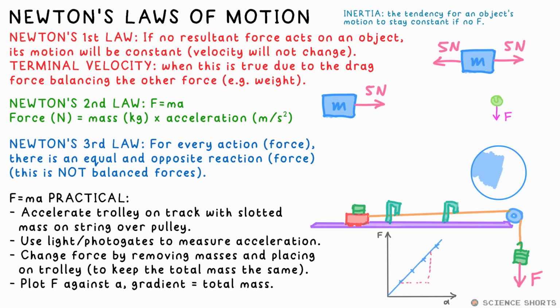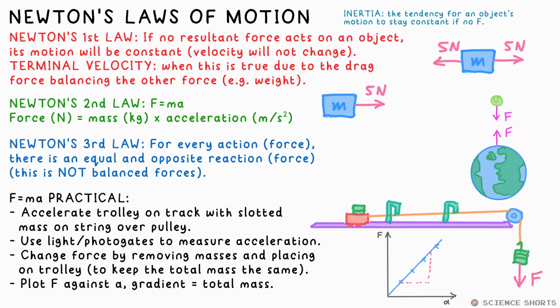Newton's third law, however, is always true, and this is the one that people get confused about, understandably though. For every action, that means force, there is an equal and opposite reaction, force. But this is not referring to balanced forces. It's all about perspective. When we think about the first two laws, we're only really considering one object. For example, the force pulling downwards on the ball is its weight. There's a resultant force downwards.